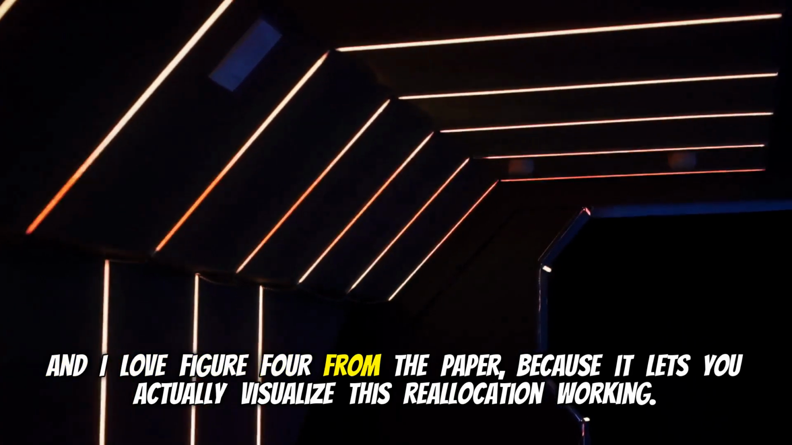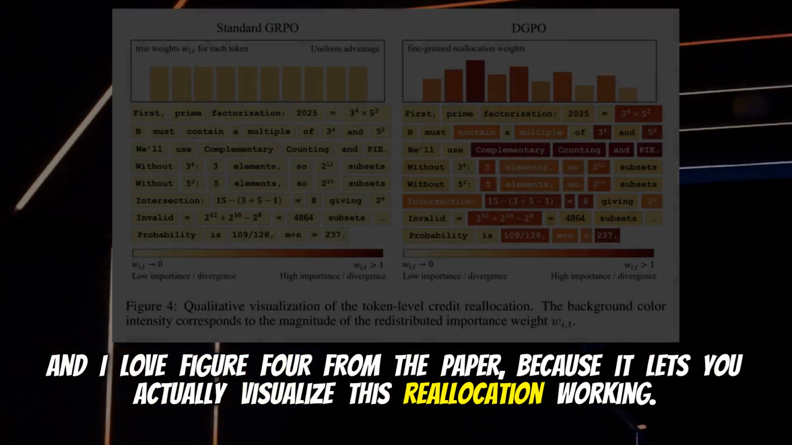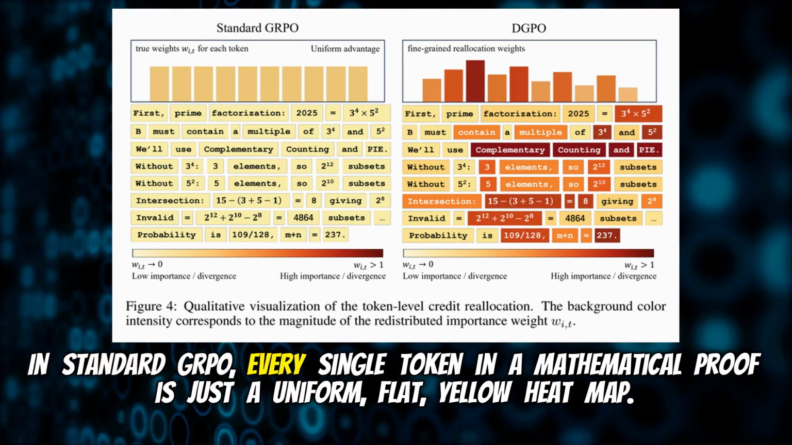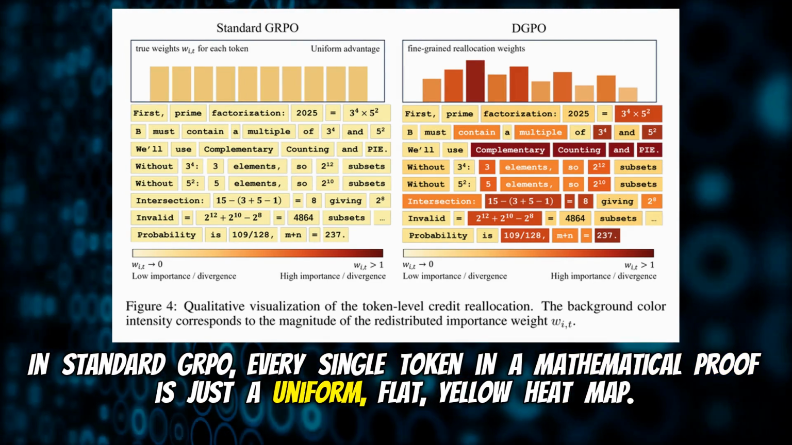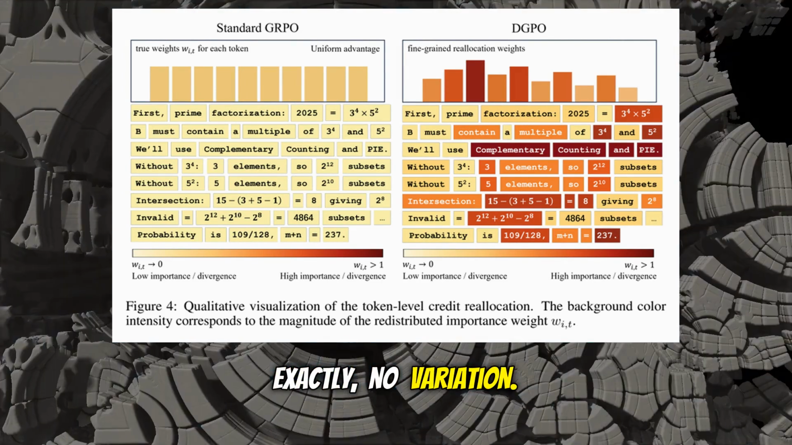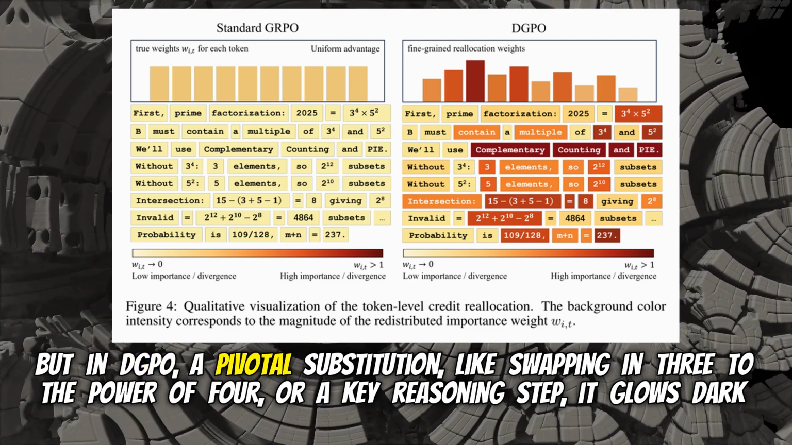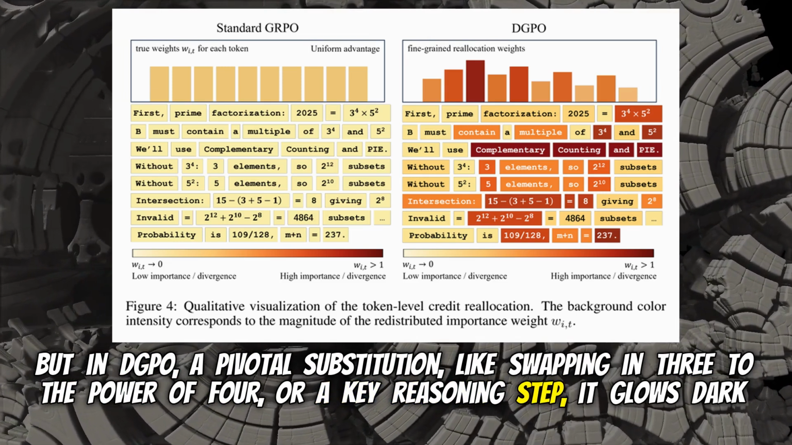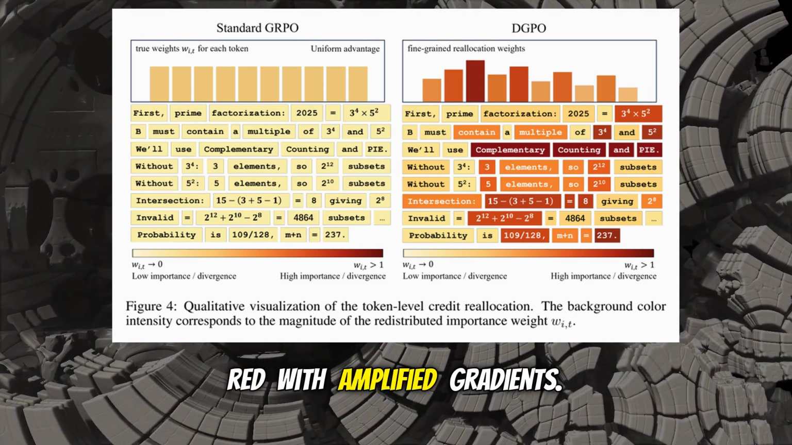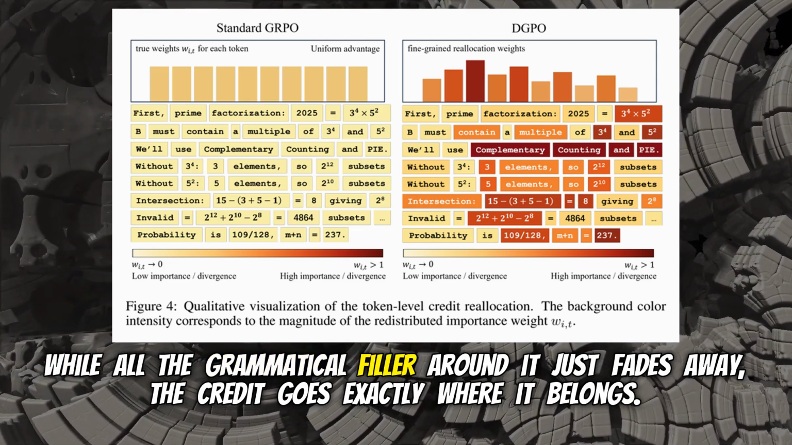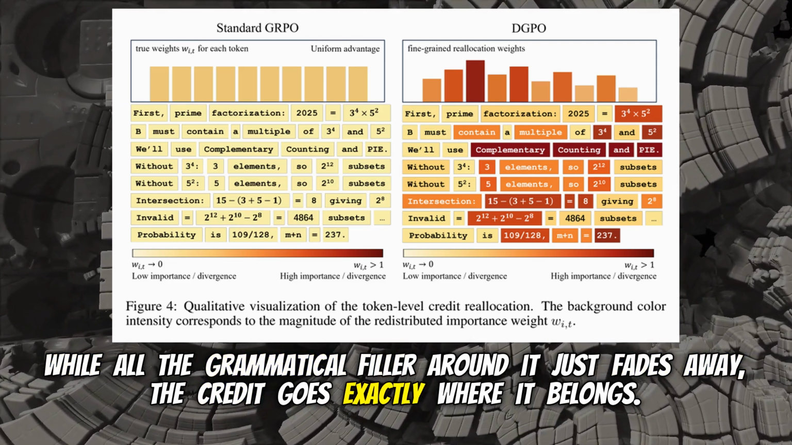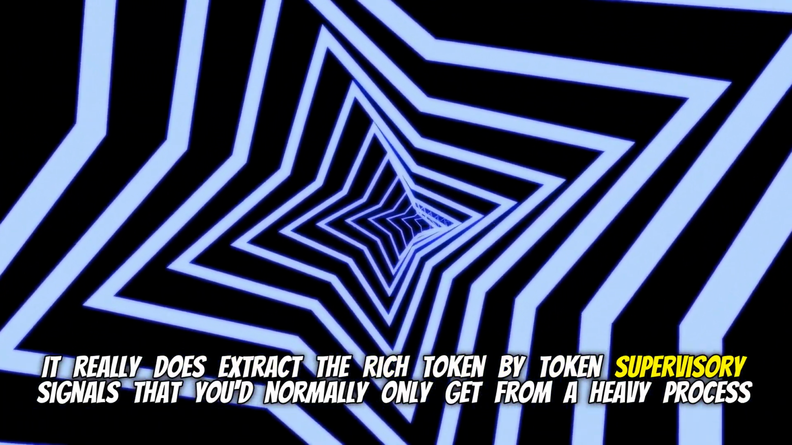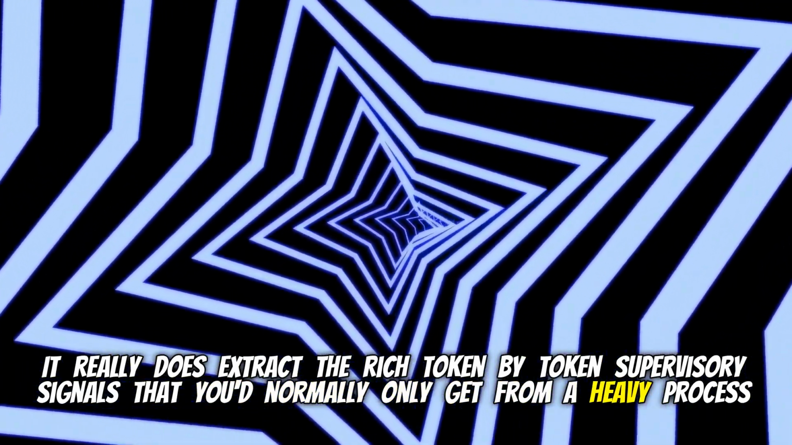And I love figure 4 from the paper because it lets you actually visualize this reallocation working. For you listening, just picture this. In standard GRPO, every single token in a mathematical proof is just a uniform, flat, yellow heat map. Exactly, no variation. But in DGPO, a pivotal substitution, like swapping in 3 to the power of 4, or a key reasoning step, it glows dark red with amplified gradients. While all the grammatical filler around it just fades away, the credit goes exactly where it belongs. It really does extract the rich, token-by-token supervisory signals that you'd normally only get from a heavy process reward model.